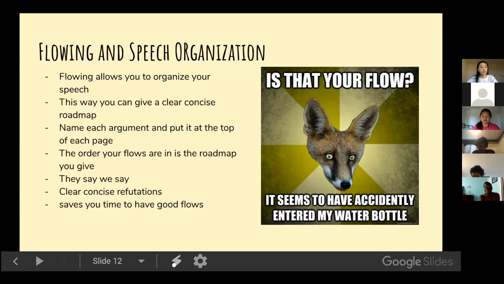Again, we say it allows you to give clear, concise refutations, and it saves you time to have good flows. So Rudy, you were saying that you misread light as right. Can you imagine if that happened in a round, where you were looking at your flow and you say, they said this, and then they didn't say that? That would also be pretty bad. That's why flowing and speaking go together.